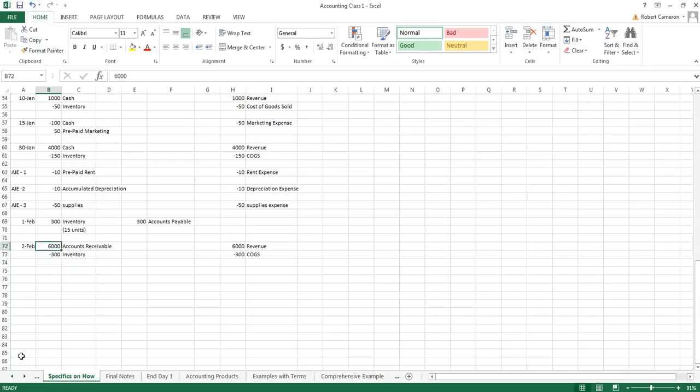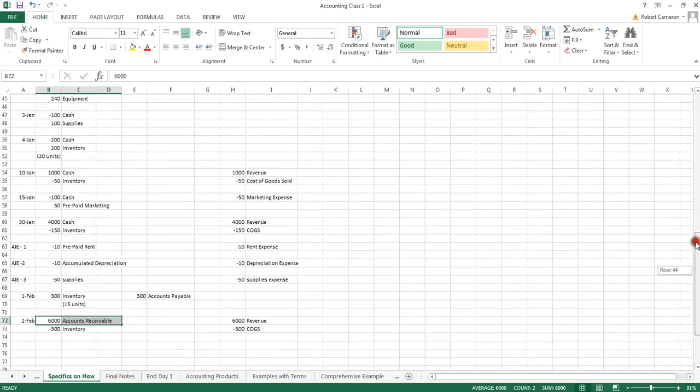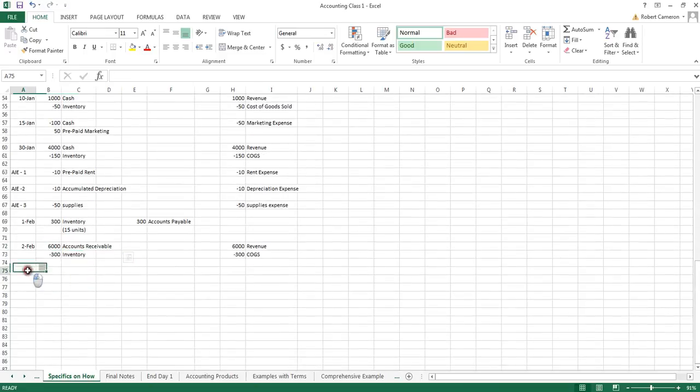So again, as you can see here, all we've done is we've replaced cash with this accounts receivable, accounts payable. Again, it's a liability to pay, and then it's an asset. We have money, hopefully coming in, so we'll call it an asset. Accounts receivable.